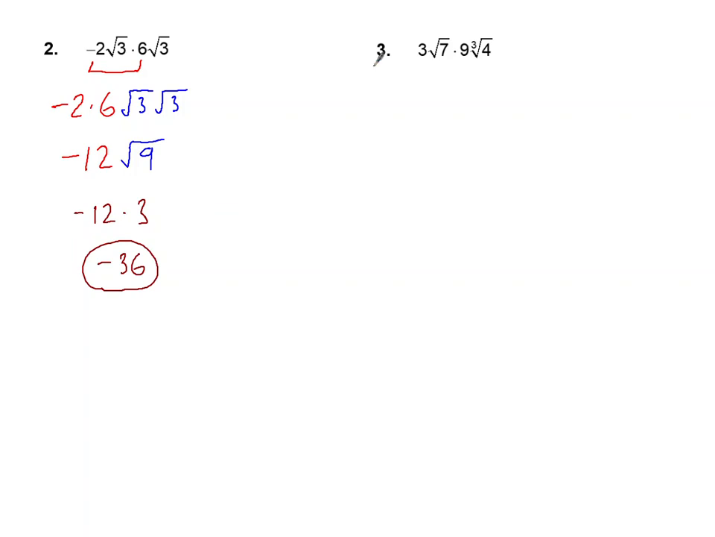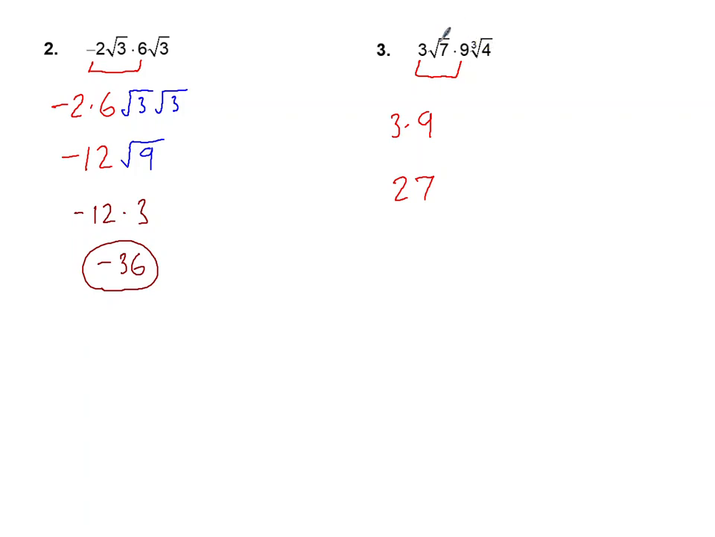And our final example, I see that I'm multiplying two radicals. I found my first coefficient 3 and my second coefficient 9, so 3 times 9 is 27. Okay, the numbers on the outside multiply and stay on the outside. But now I have a problem. This first radical has an index of 2 because it's a square root. The second radical has an index of 3 because it's a cube root.